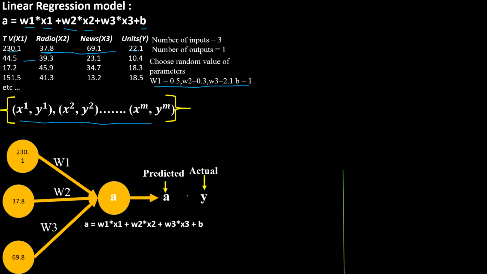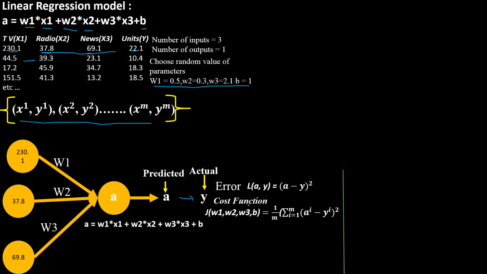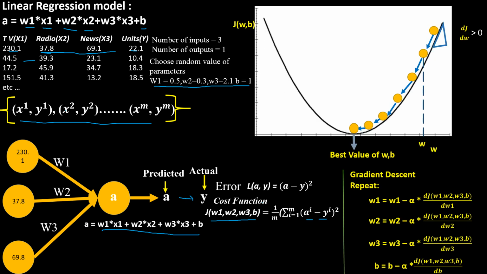Then we are going to compare it with the actual value Y, and on comparison, we'll get some error. And we'll do this for all the examples, over all the m examples, to get the overall cost function J. And J here will be a function of W1, W2, W3, and B, because J is computed by A minus Y, and A is a function of all these four parameters. So once we got J, how to reduce this J, or how to get the best value of our parameters? Again, it is the same algorithm, gradient descent.